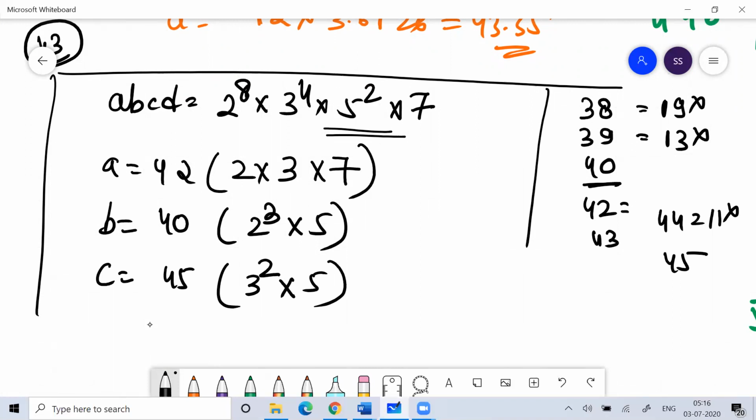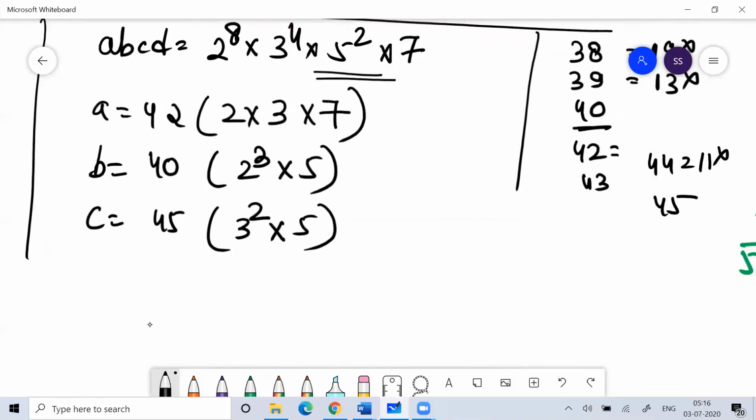And if you notice, there are a total of 4 threes, and I used 3 threes. So only 1 three is left. 5 you're done with, 7 you're done, only 1 three is left, and 2 twos you have used.